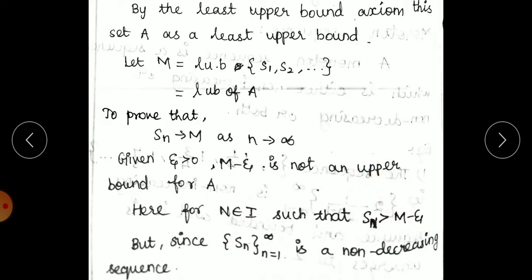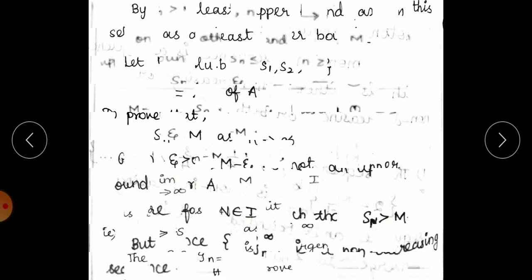But since Sn is a non-decreasing sequence, we have Sn greater than M minus epsilon, where n is greater than or equal to N. Take this as the first equation. But on the other hand, since M is an upper bound, right, we have taken M as the upper bound.